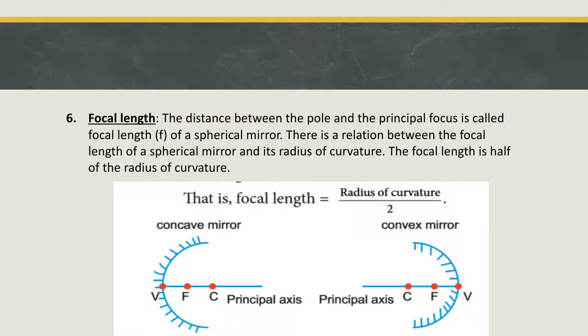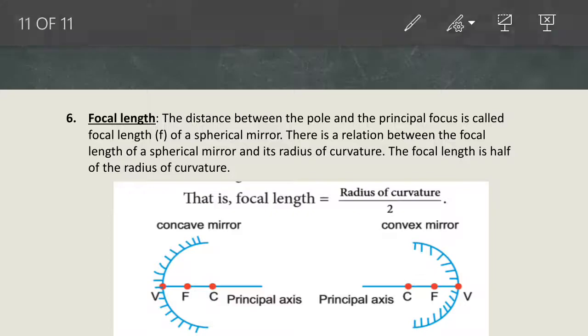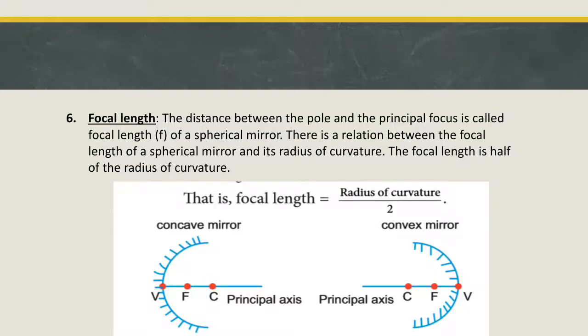Okay, then the last terminology. The distance between the pole P and the principal focus F is called the focal length of the spherical mirror. Here in the diagram it is given as V, but it should be P. So the distance between P and F, the pole and the principal focus, is called the focal length. There is a relation between the focal length of this spherical mirror and its radius of curvature. The focal length is half of the radius of curvature. In the diagram, the principal focus will always be in the middle of the radius. That is why focal length is given as radius of curvature divided by 2.